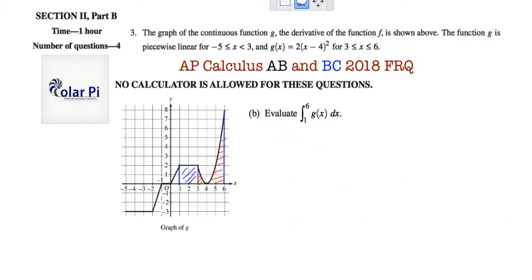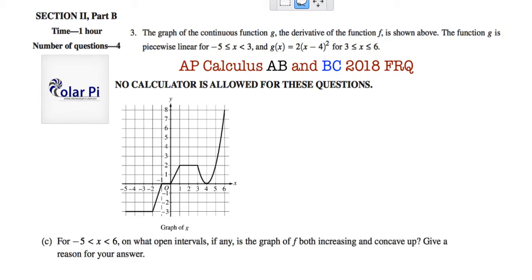Part C says, what does part C say? And that's part A. Okay, I want to take part A away also, and then let's look at part C. Part C says, for the interval from -5 to 6, on what open intervals, if any, is the graph of f both increasing and concave up?